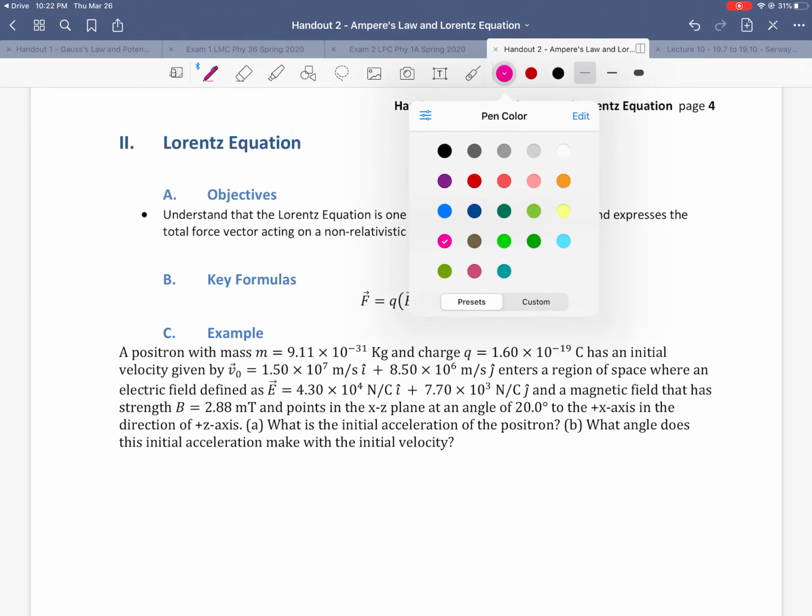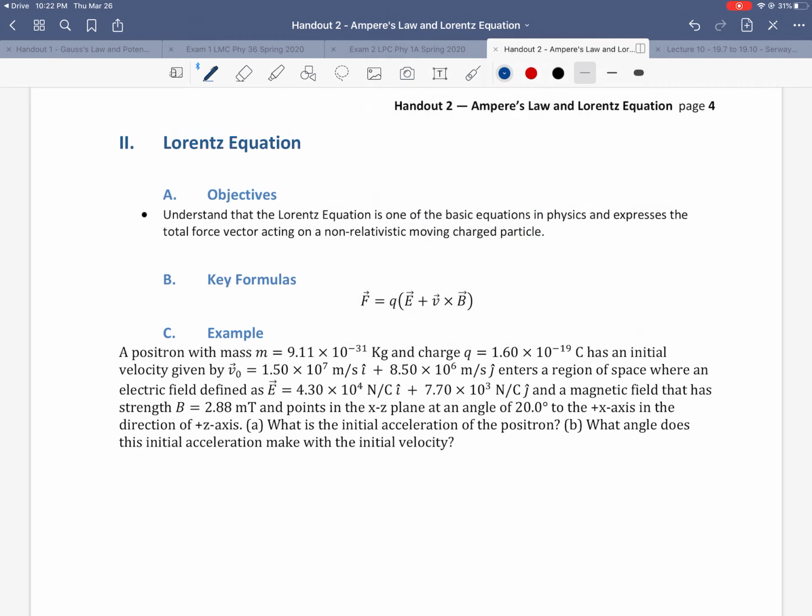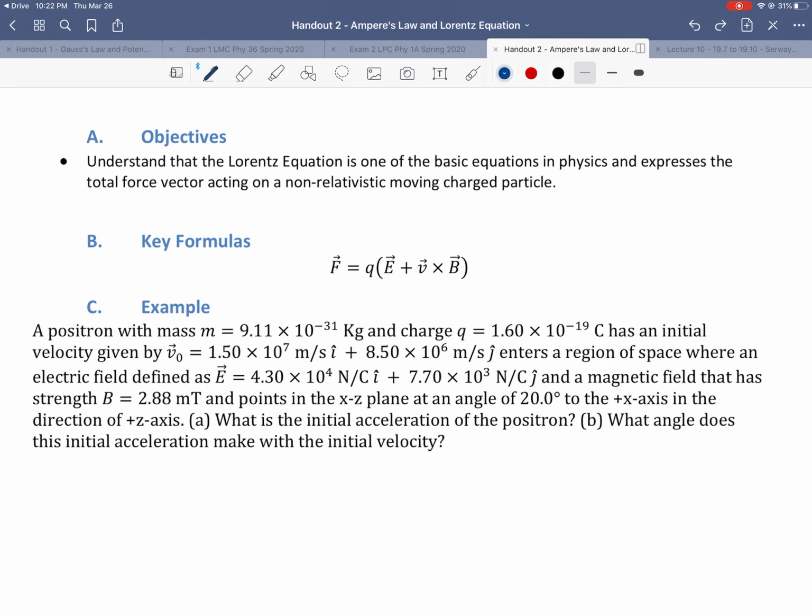So let's take a look at what the Lorentz equation is. The Lorentz equation is one of the basic equations in physics, and what it gives us is an expression of the total force vector acting on a non-relativistic moving charged particle. The non-relativistic part, don't worry about that, but it is telling us one of its limits of usefulness. And what it looks like is this.